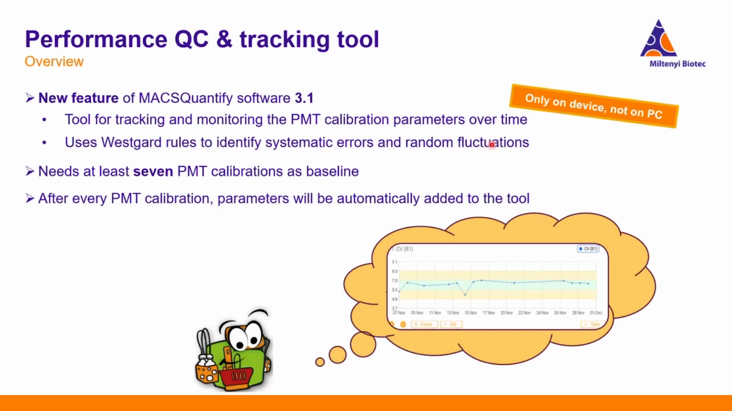You could identify that here. This tool needs a minimum of 7 PMT calibrations as a baseline. This is because it needs this as background information, because it is setting those thresholds, those boundaries, automatically. And every time you do a PMT calibration, the newest information is automatically added to this tool. Even if you delete the original data file after you did it, the information is still stored inside this tool, which is very nice.